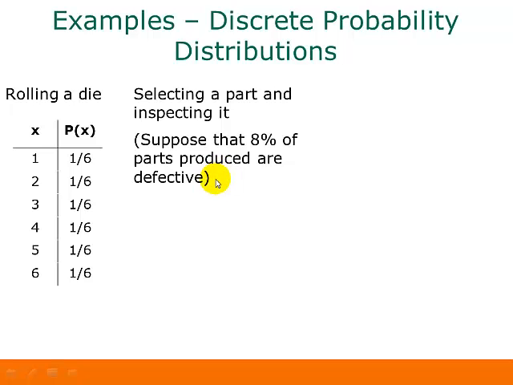For the experiment of selecting a part and inspecting it, and here supposing that 8% of the parts produced are defective, then remember on the last slide we decided to use 1 to stand for a defective part and 0 to stand for a non-defective part. So the probabilities would look like this. This would be our discrete probability distribution.